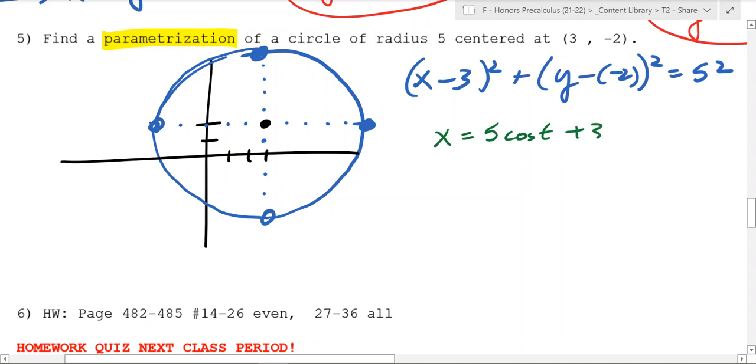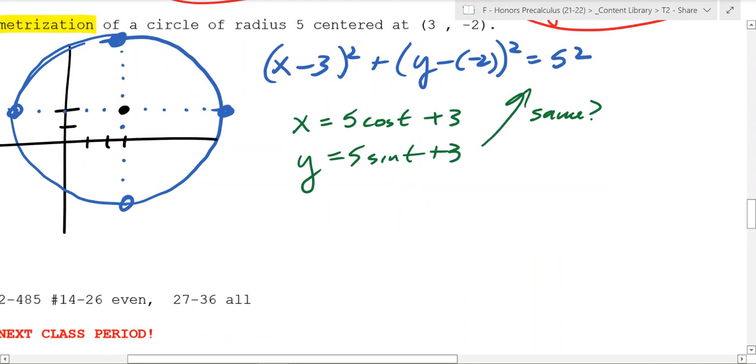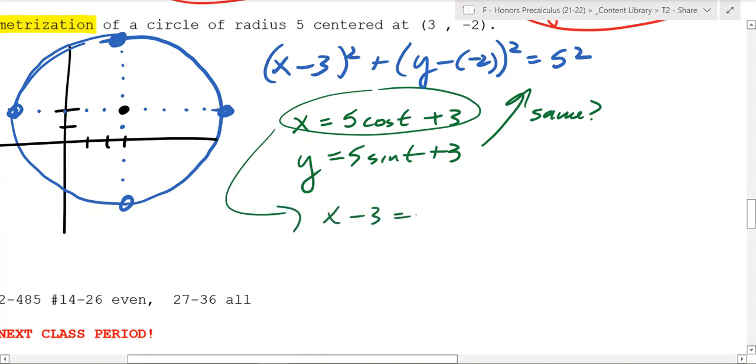If you do this right here, x is equal to 3 plus 5 cosine t and y is equal to negative 2 plus 5 sine t, how can you show that these are the same? We need to show that these are the same and then see if we can come up with other answers. Well, you can do this by isolating cosine up here. So if you do that, you know that x minus 3 is equal to 5 cosine t. So what does that mean? It means that cosine t is equal to x minus 3 over 5.